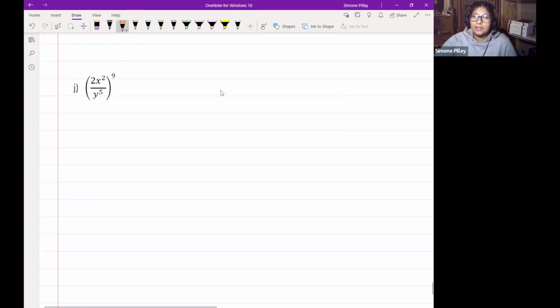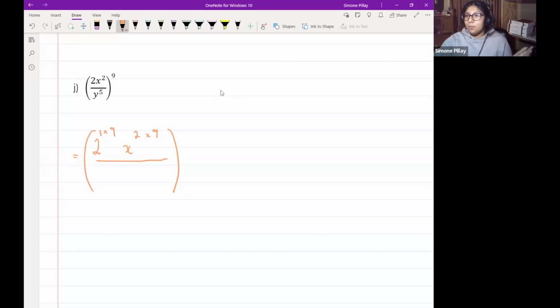Let us look at this. What I'm going to do is apply my law 3 to my numerator first. And so let's apply it like this. I'm going to say 1 times 9, and then x squared times 9. So I did what I normally would have done if there was no denominator. I took my exponent, 9, and applied it to everything in my numerator. And now let's do it to my denominator.